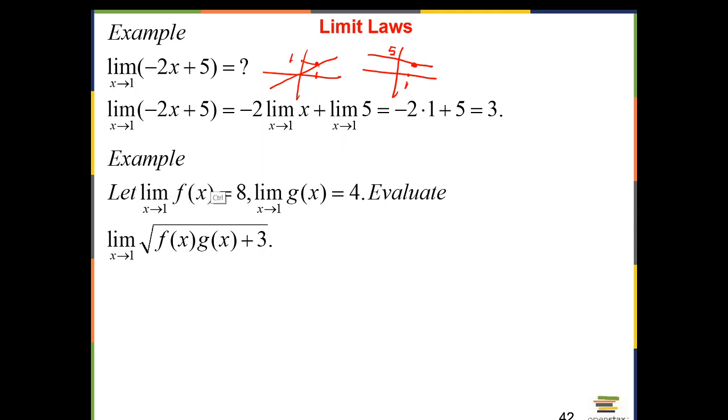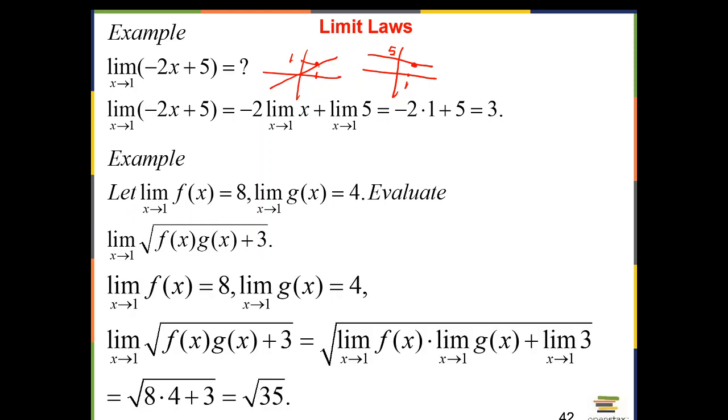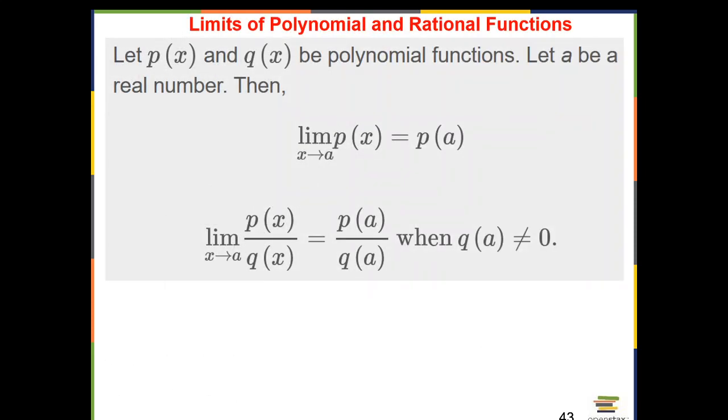Okay, so if the limit of f of x is 8 and the limit of g of x is 4 when x approaches 1, then what's that limit? Well, this limit is found when we substitute these. First, we use the limit law. What's the limit of the square root of something? It's the square root of the limit of something, so we put the limit inside. And then what's the limit of a product? The product of the limits. What's the limit of a sum? The sum of the limits, and we get an answer. Easy stuff, right?